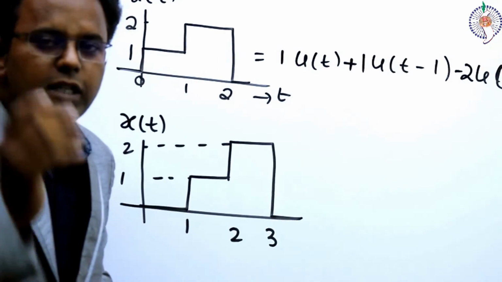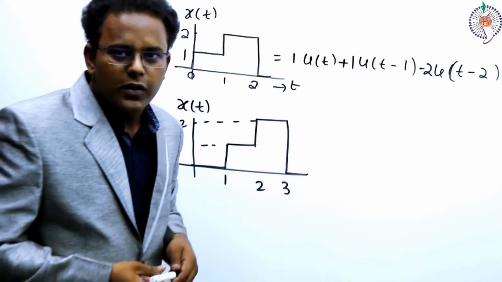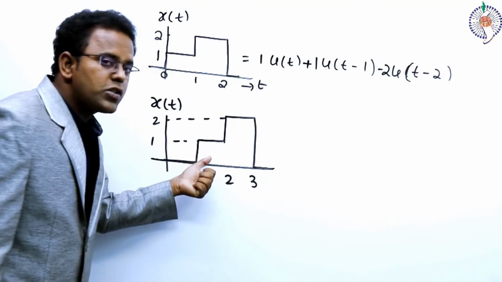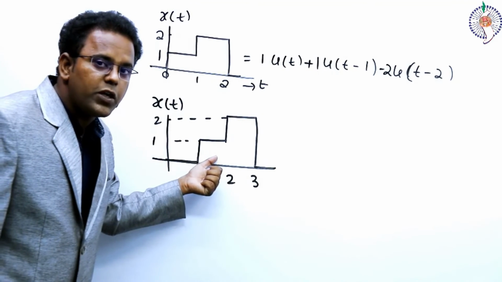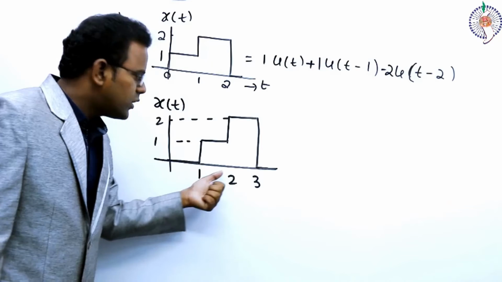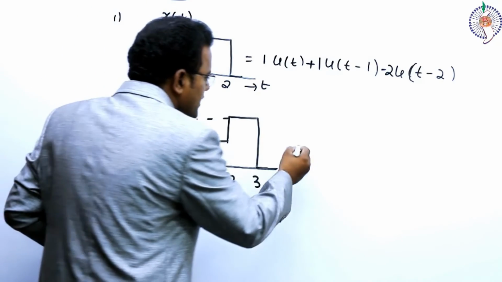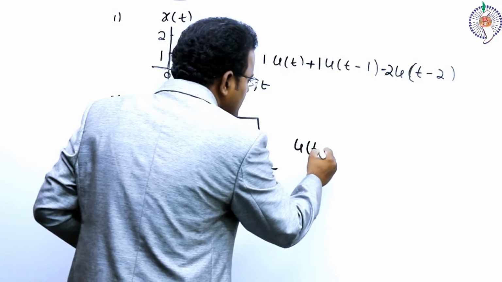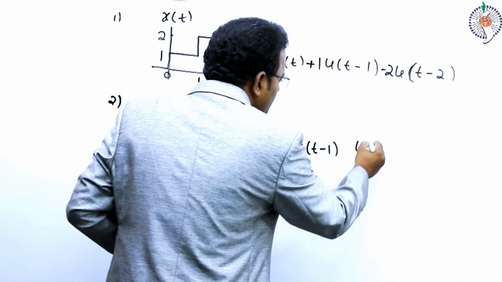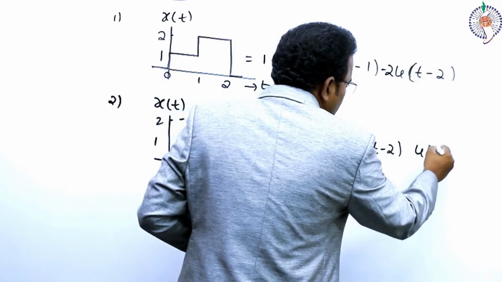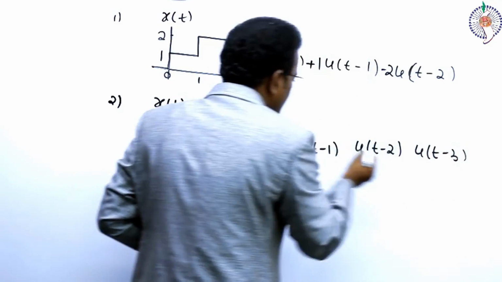Wherever there is a sudden change in amplitude, I told you, write the step signal. At what values of time do you have sudden changes in amplitude? At 1, 2 and 3. So, write the step signal at 1: u of t minus 1, at 2: u of t minus 2, because of the right side, and at 3: u of t minus 3.